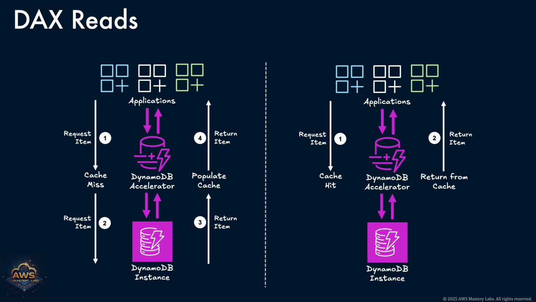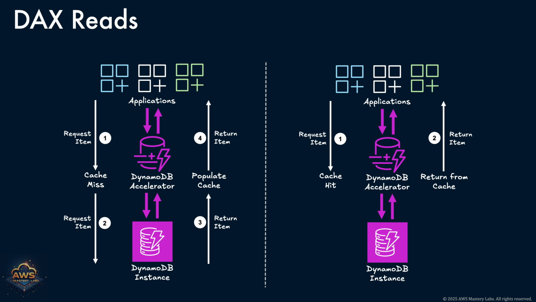Let's now explore the cache hit scenario in DAX, which represents the ideal performance path for read operations. In this case, the application initiates a read request, just as it would in any typical interaction. However, instead of going directly to DynamoDB, the request is routed to DAX, the in-memory caching layer designed to accelerate read-heavy workloads. This time, when DAX checks its cache, it finds the requested item already stored and readily available.